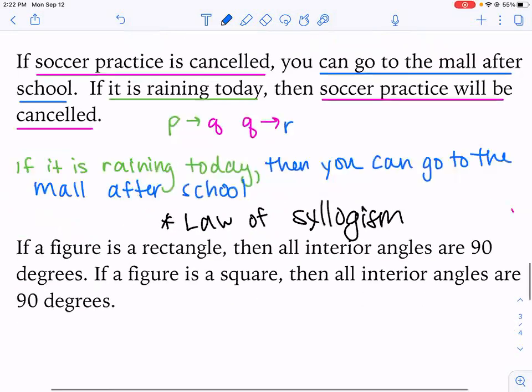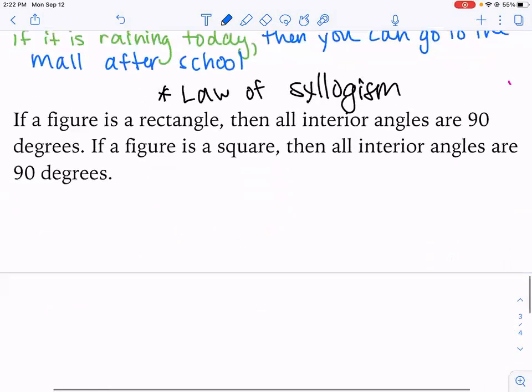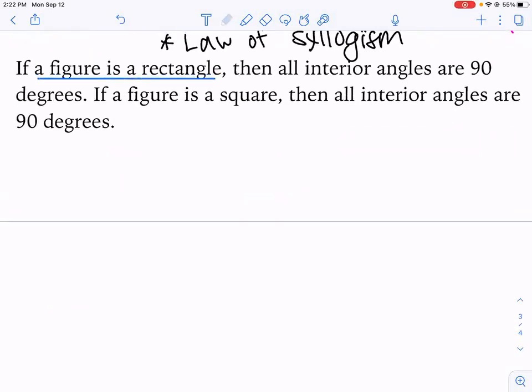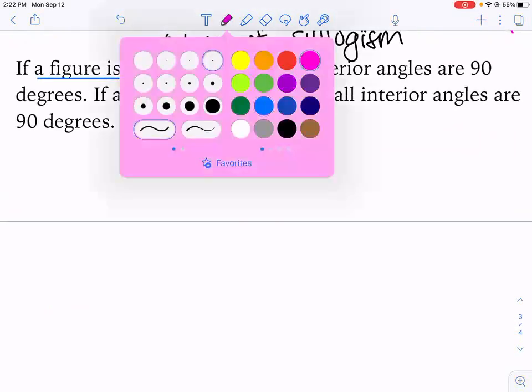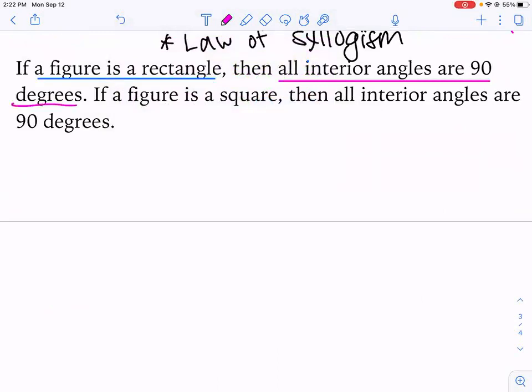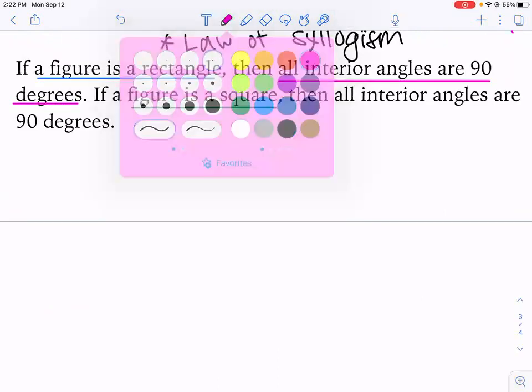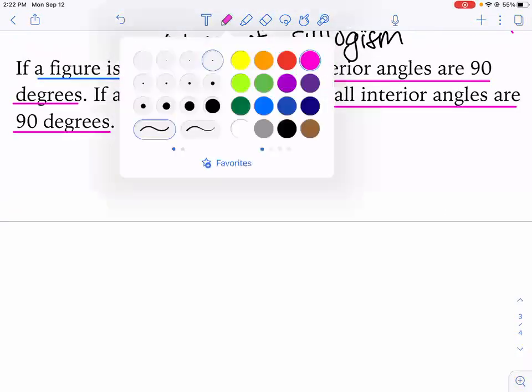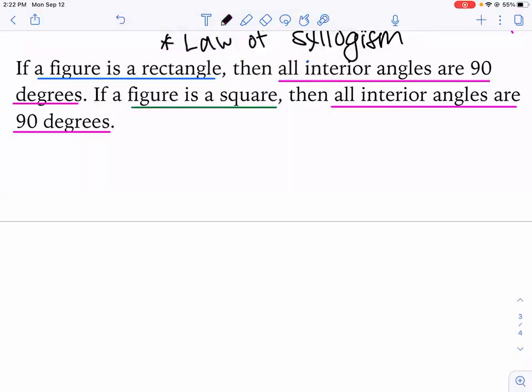Okay, last example. If a figure is a rectangle, then all interior angles are 90 degrees. If a figure is a square, then all interior angles are 90 degrees. What's our conclusion?